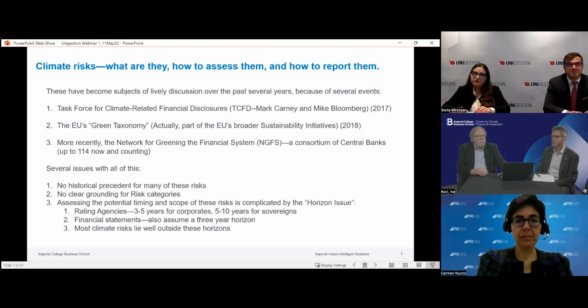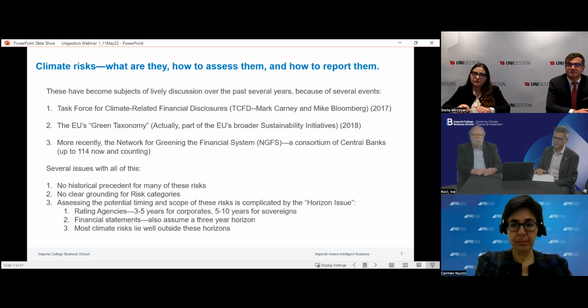The second basic point is that we have an issue in terms of horizons. As Mike mentioned, there are three things you want to know about risk: likelihood, timing, and scale. What we have with climate is a set of risks where the likelihood is nearly certain.